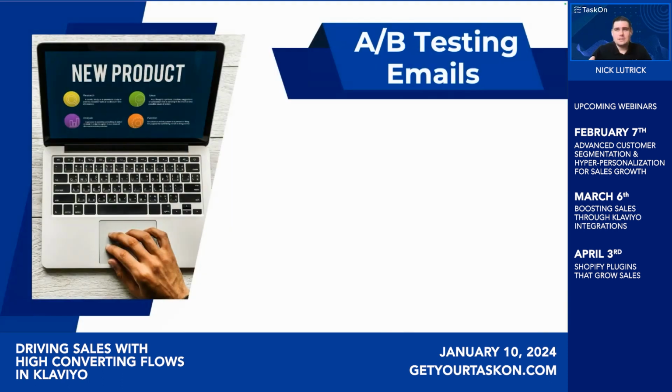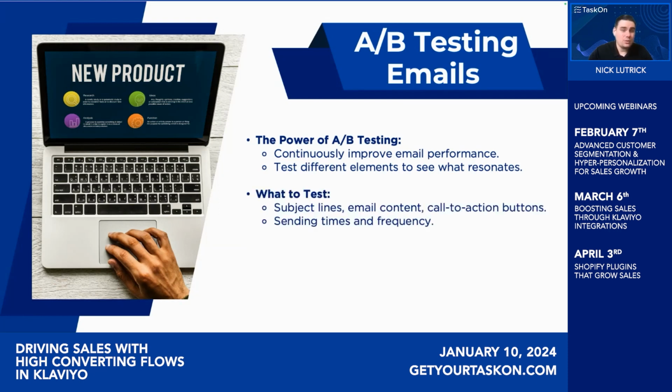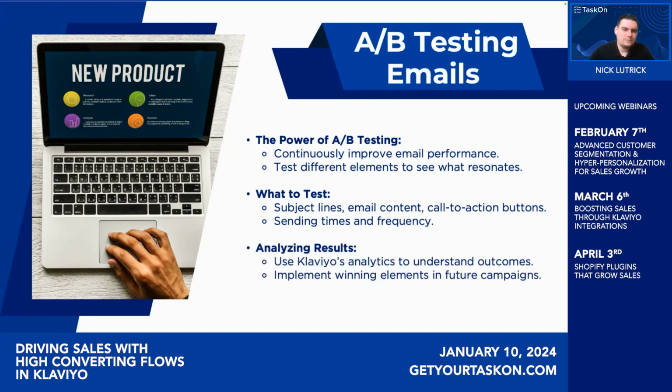And for all of this, I just have to touch on A/B testing, because we should really be always testing the things that we're implementing, working to continuously improve that performance, testing different elements to see what resonates. And so we'll look at that in our example. But some of the things that you can test include subject lines, email content, your calls to action, but really testing your sending times and your frequency, I think, can be helpful as well. And then just analyzing those results.